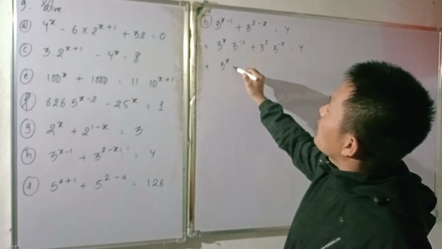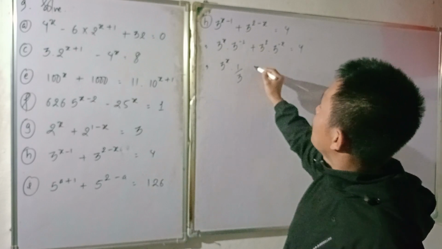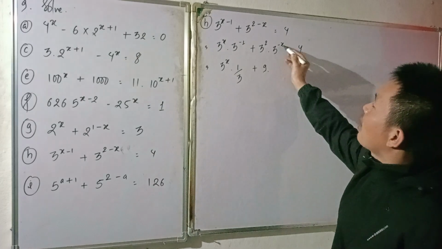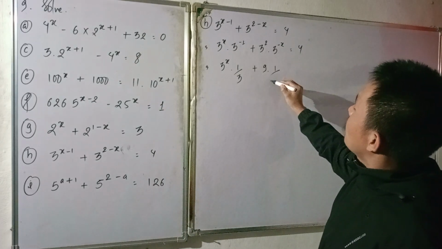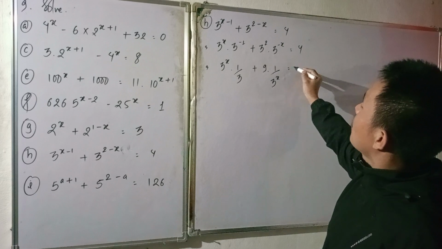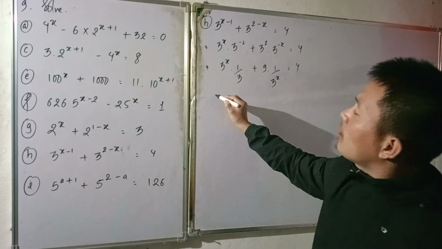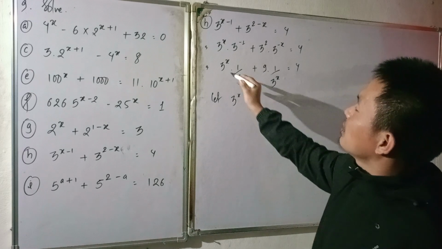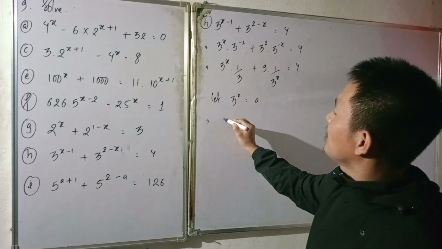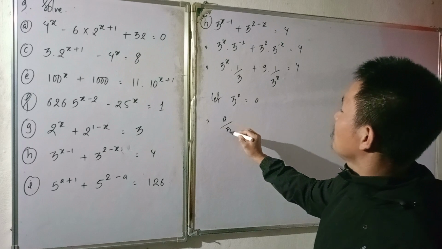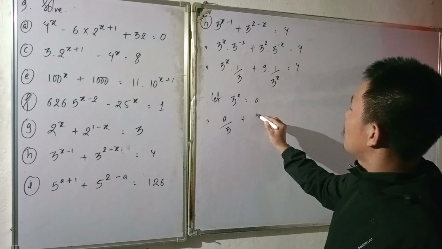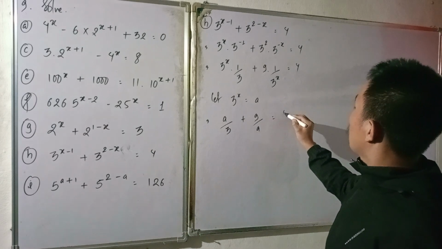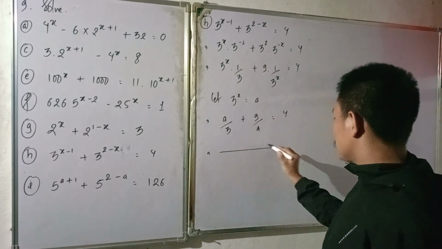Now 3 power minus 1 can be written as 1 by 3. This 3 power square I have written here 9, and 3 power minus x can be written as 1 by 3 power x, is equal to 4. Now let 3 power x be represented by a variable. Just replace 3 power x by a: a by 3 plus 9 by a is equal to 4. Now take LCM.